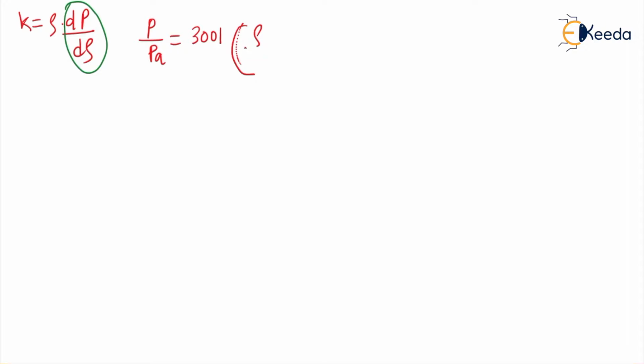So now let us start with the K value, which is rho dp over d rho. We need to focus on this term first: how can we determine it from the equation given? The equation given is P by PA is equal to 3001 (rho upon rho A) to the power 7 minus 3000. This is the equation given to us. So let us differentiate with respect to density.